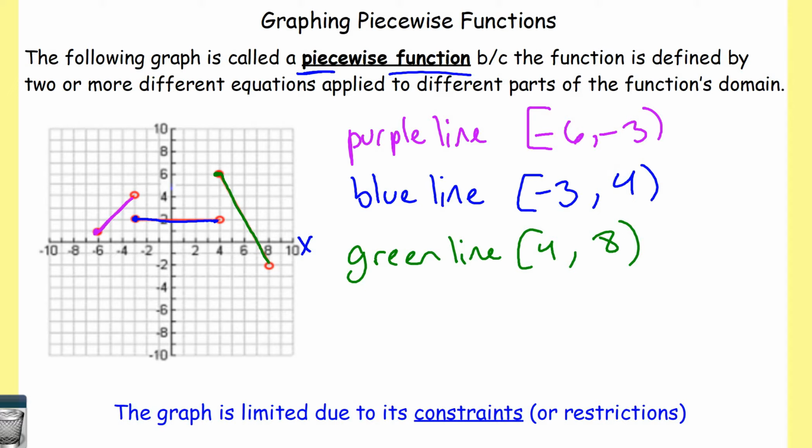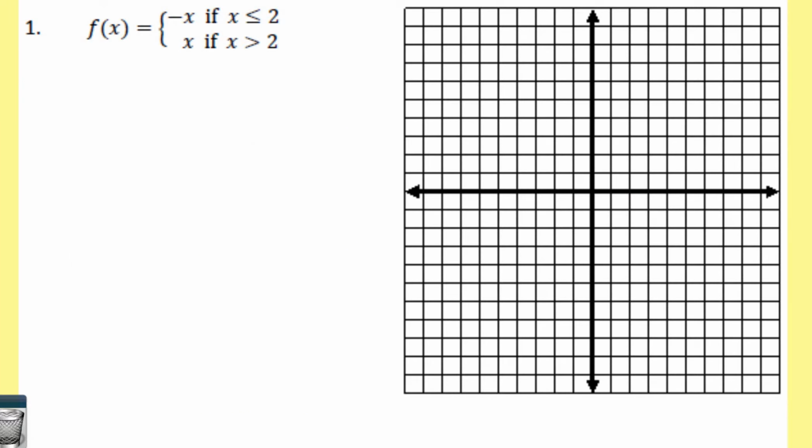So let's do an example. Typically they're given as inequalities, already in simplified form, so it's always x is less than or equal to something, with the variable by itself. I like to color code things, so I'm going to start with the top equation. I rewrite this as f of x equals negative x, so y equals negative x, but that only happens when x is less than or equal to 2.